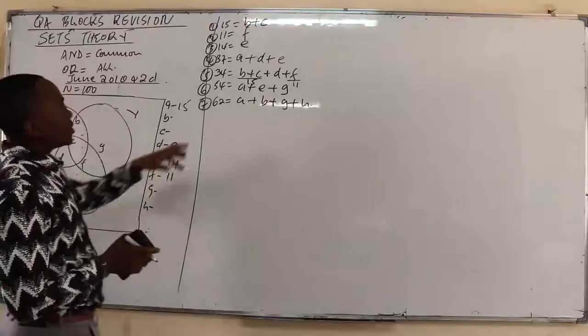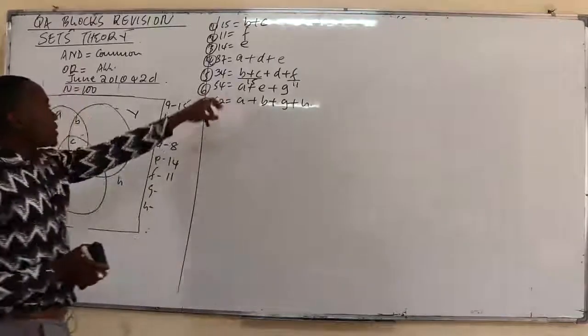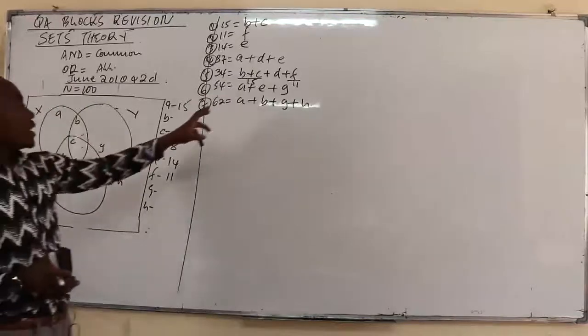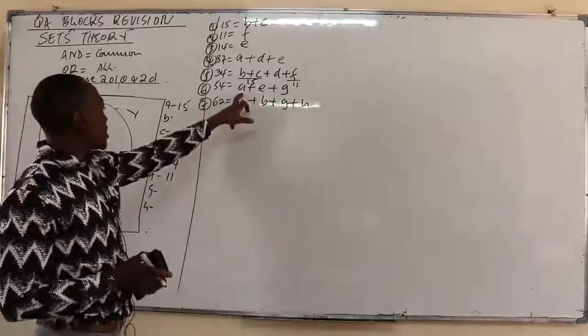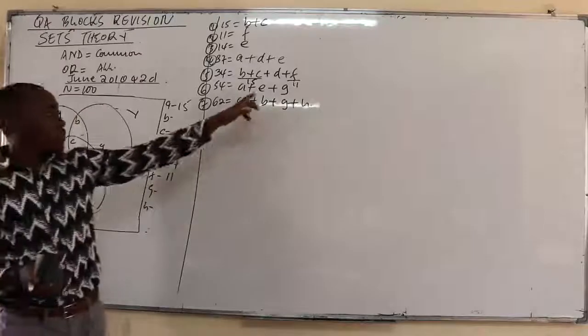Now we have A. So let's go to equation number 6. Number 6, we have A, which is 15. We have E, which is 14.